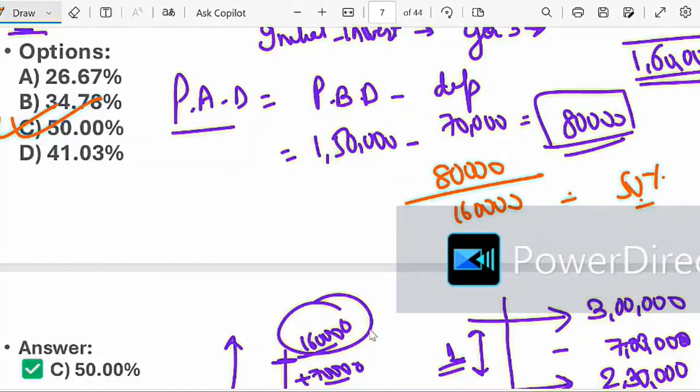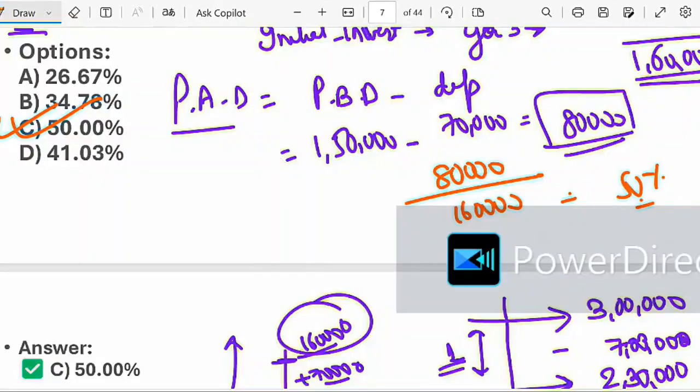Is it clear or not? Please let me know. This concept is very, very important. It is C, because profit after depreciation is profit before depreciation minus depreciation. Yes, it is C. Very good. So is the concept clear? I hope it is clear now.